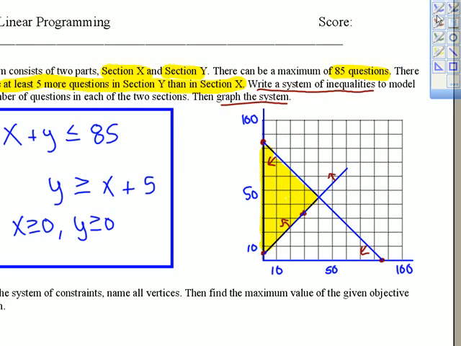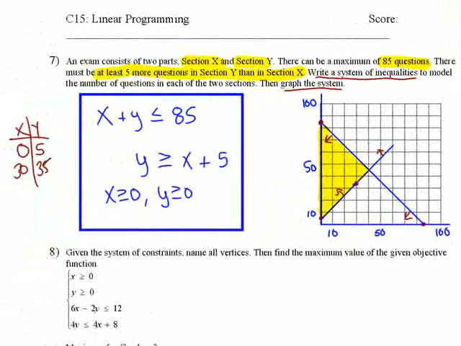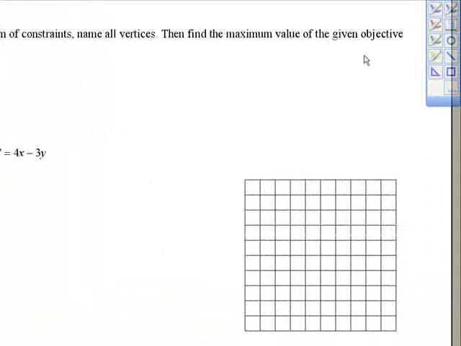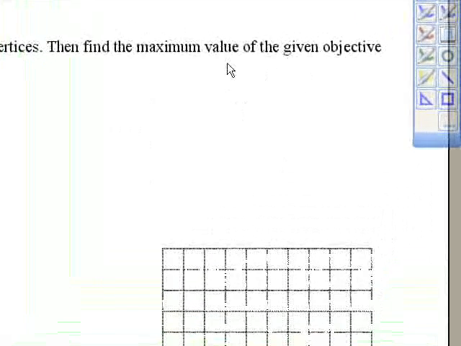That's all we were asked to do. We weren't asked to take that any farther, so we'll stop right there. Any questions? Okay, this is probably the biggest problem on the exam, the one that takes the most time. So let's see if we can get through here.